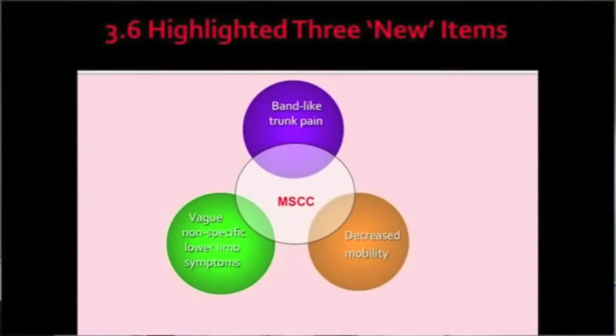Interestingly, however, they highlighted 3 items which we hadn't previously come across in the literature, and these were band-like trunk pain, decreased mobility, and vague, non-specific lower limb symptoms. And these were things which we often come across in early stages of musculoskeletal practice and are often relatively dismissive of because they're quite vague and non-specific. But however, these did seem to be consistent themes which came through from this group of clinicians as items which patients themselves reported in hindsight as being things that they noticed.